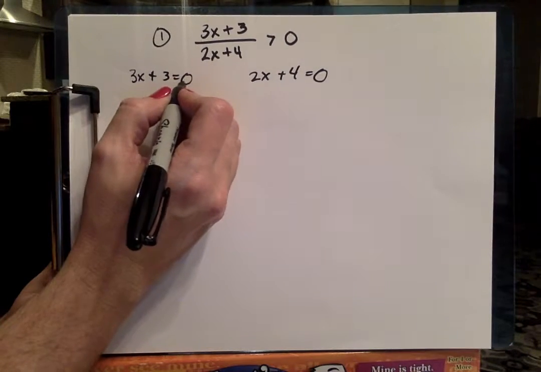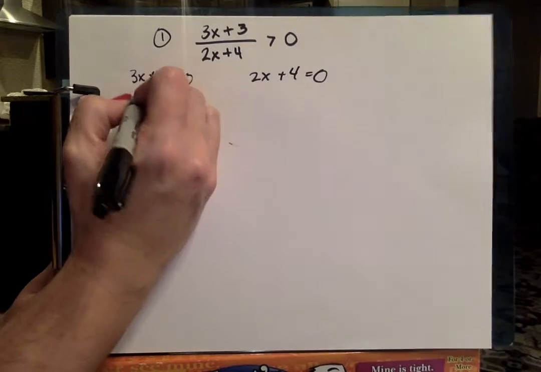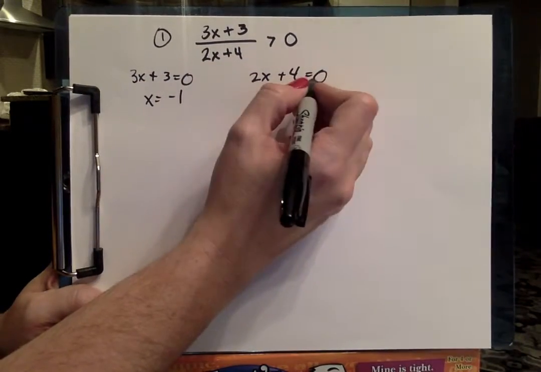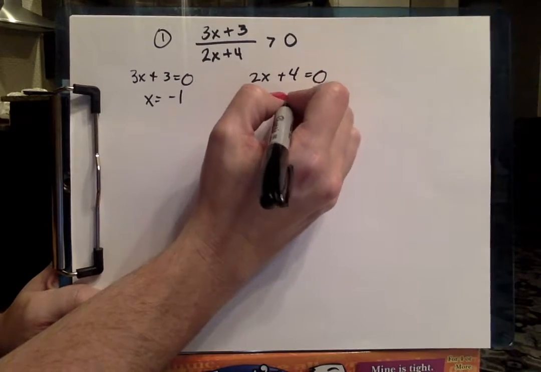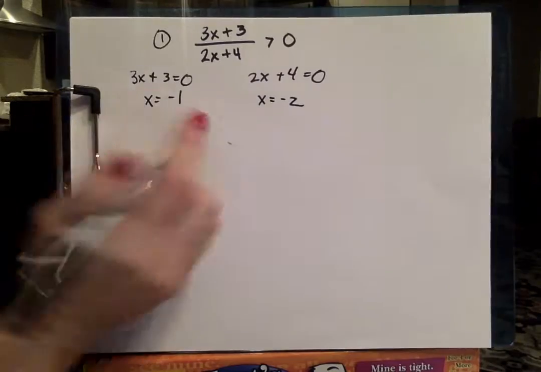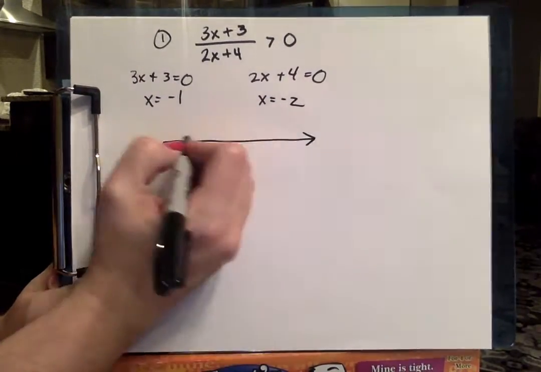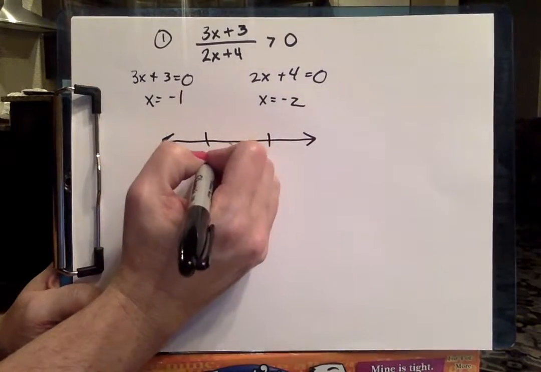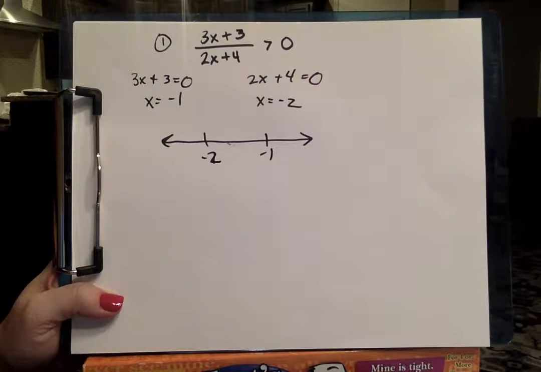In this case, I would subtract 3, then divide by 3. So x would be -1. Here I'm going to subtract 4 and divide by 2 so that x is -2. Okay, at that point, we're ready to make our number line. So I'm going to have -1 and, nope, sorry, -2 is here, -1 is here. And then we're going to write our intervals.